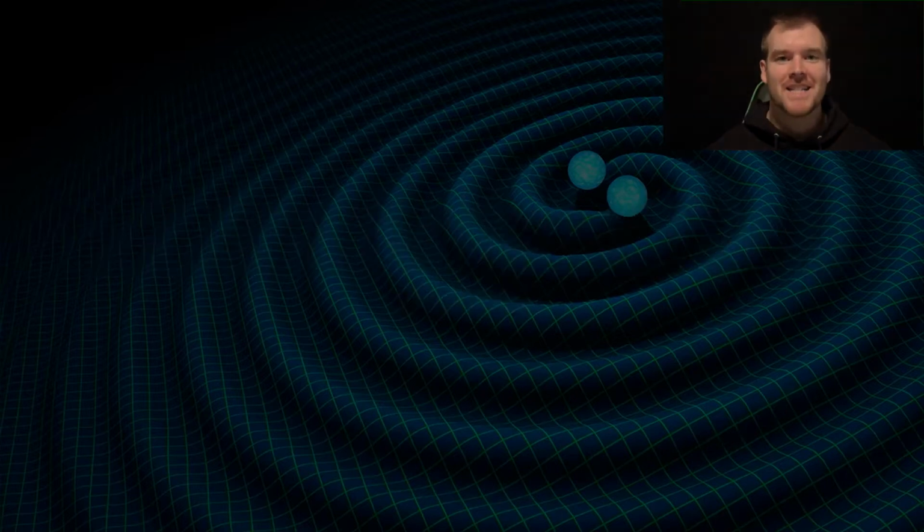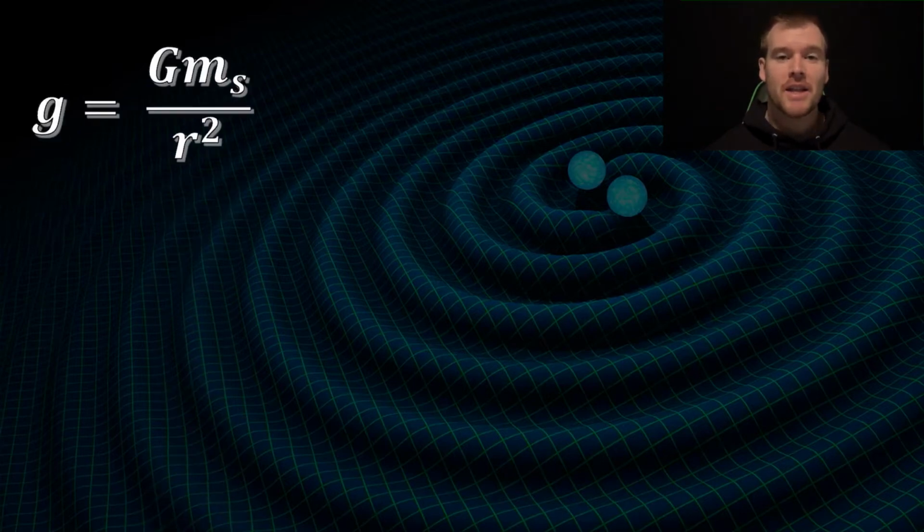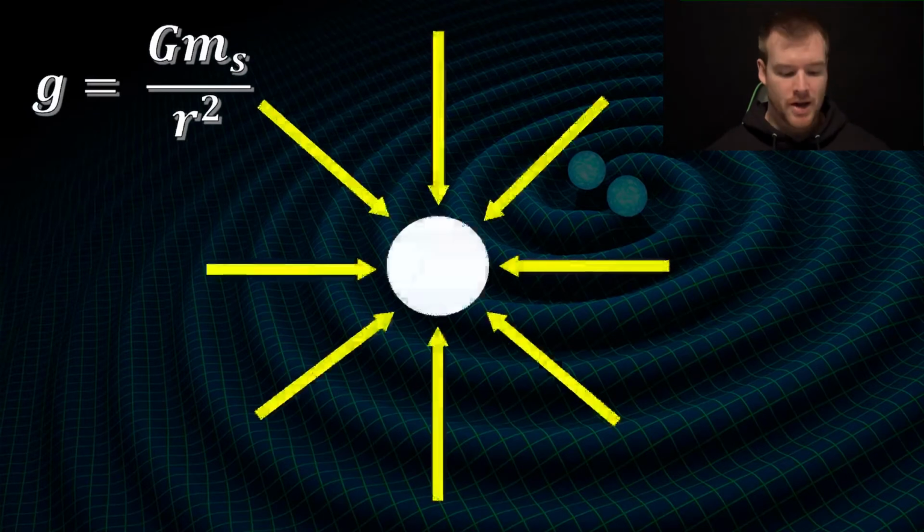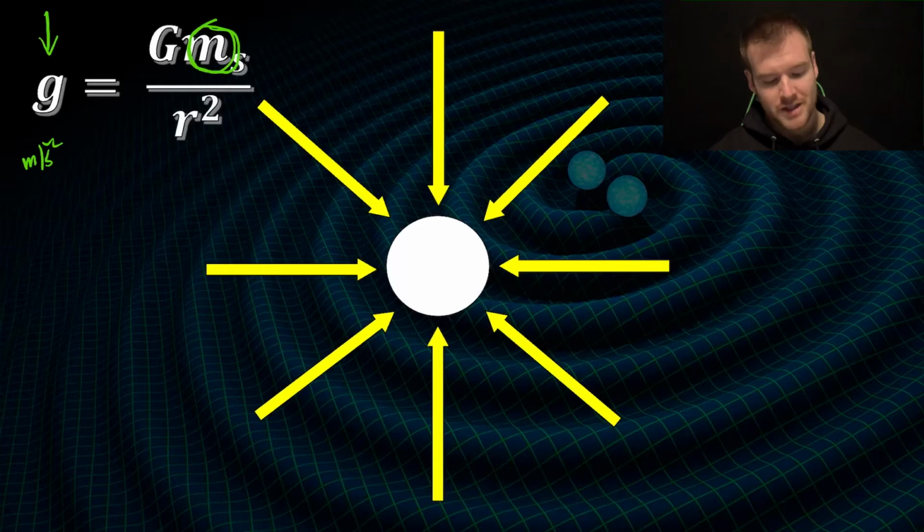Okay, so in the last lesson we looked at gravitational field strength and we had the formula g is equal to capital G m_s over r squared. And we had a diagram like this where we had a mass in the center. So we said that gravitational field strength, which is this g, and that's measured in meters per second squared because it makes objects accelerate towards that mass, is dependent upon first the mass.